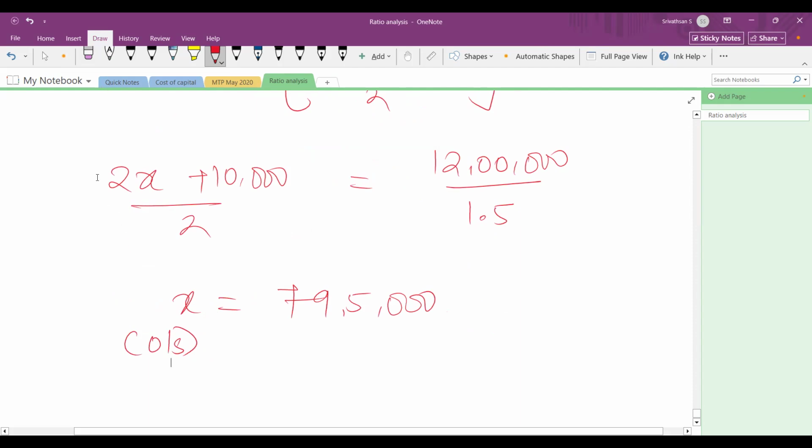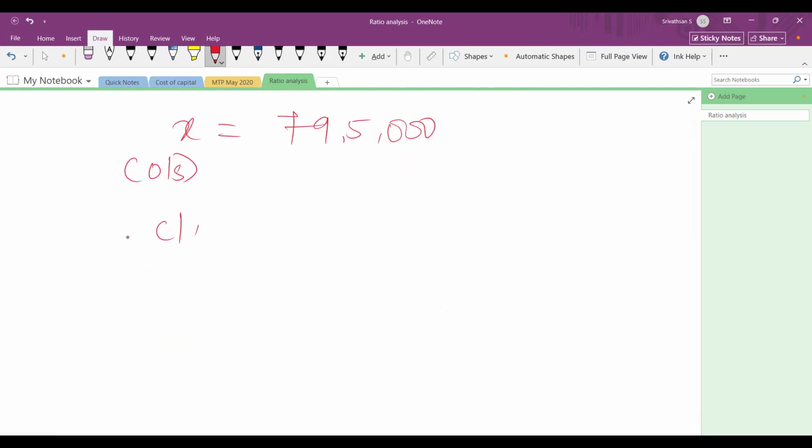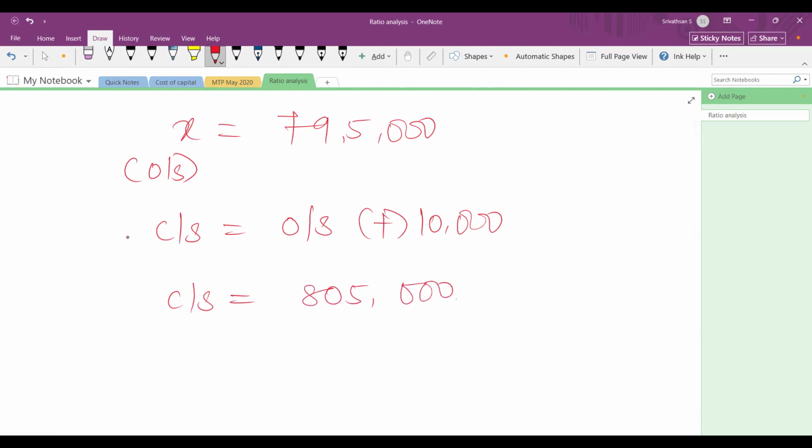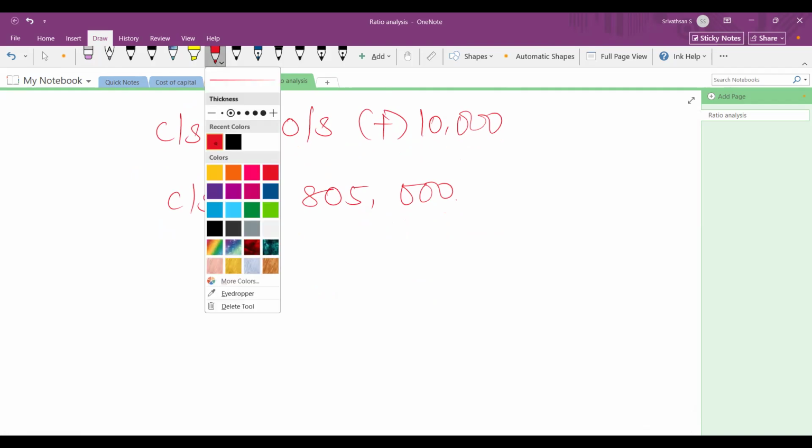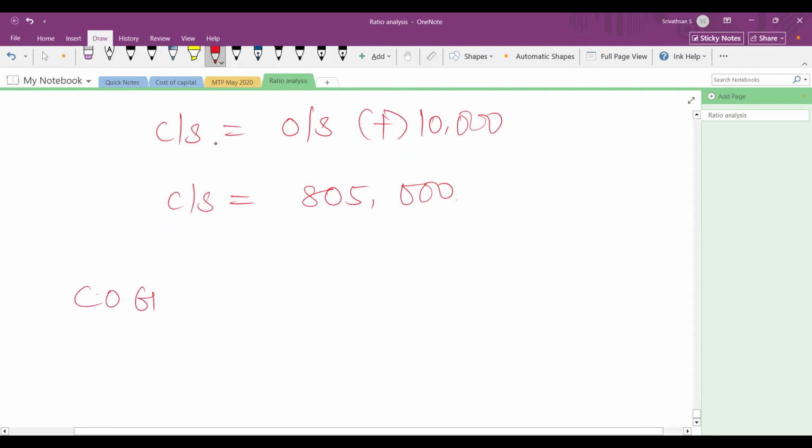So closing stock is equal to opening stock plus 10,000. We will get 8,05,000. Clear? Any doubt in this so far? So now we can calculate the credit purchases here. We have to assume all purchases are credit because nothing is mentioned about cash purchases.